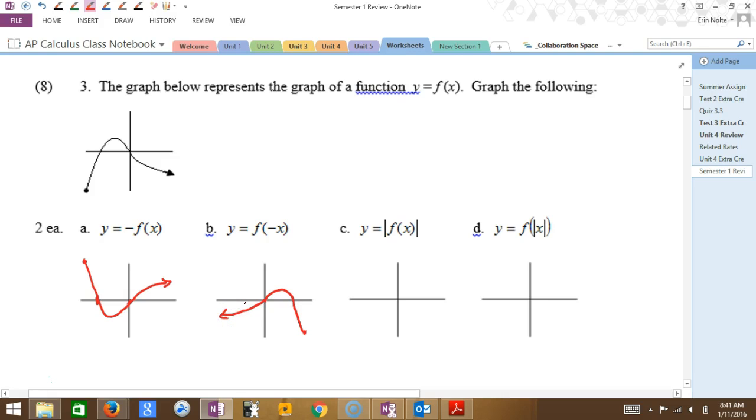Okay, what about C? If I have absolute value, what happens? Everything goes above. So I basically reflect everything above. There is a little hump that is already above. That piece stays exactly the same, but anything else gets reflected above. So then this would look like that.